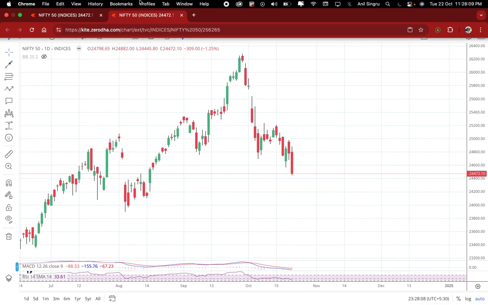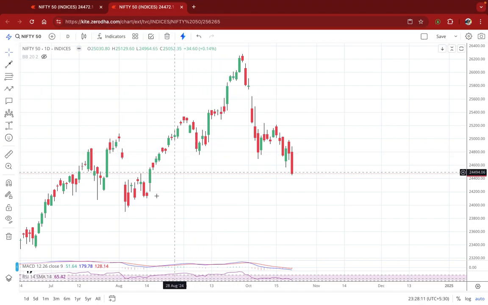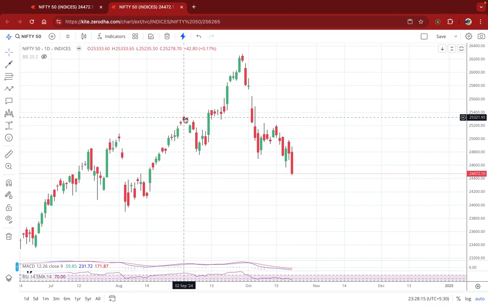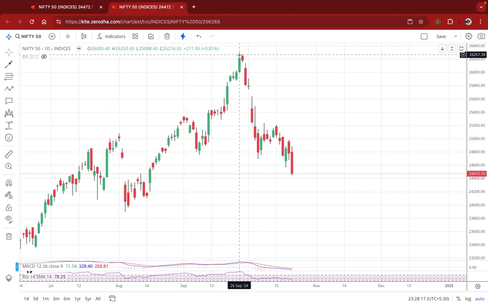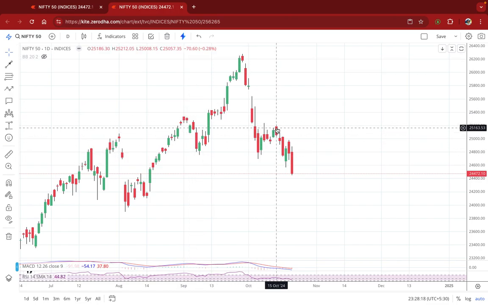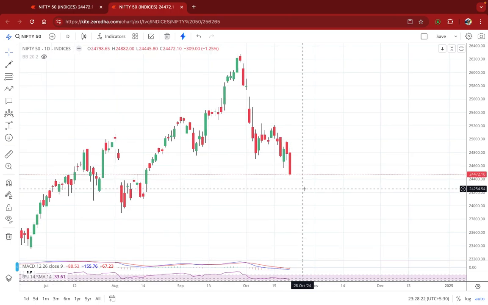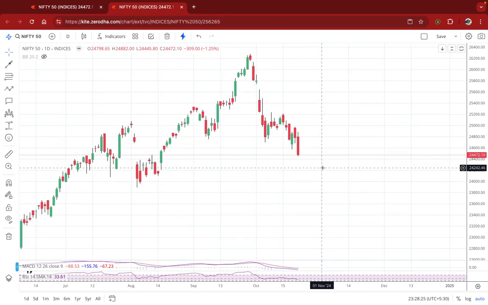If you see, Nifty has formed this typical chart pattern which looks like a temple dome, in which it has gone up, come down, gone up further, came down again, again went up, and then is coming down again. This particular chart pattern is called a head and shoulder pattern.